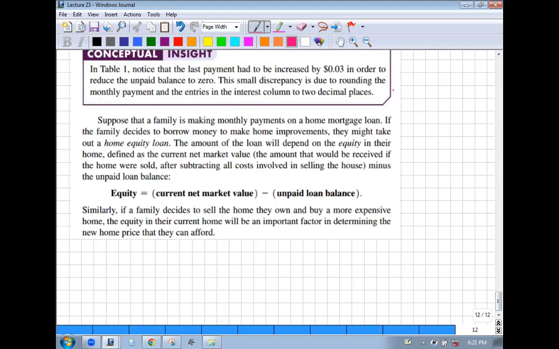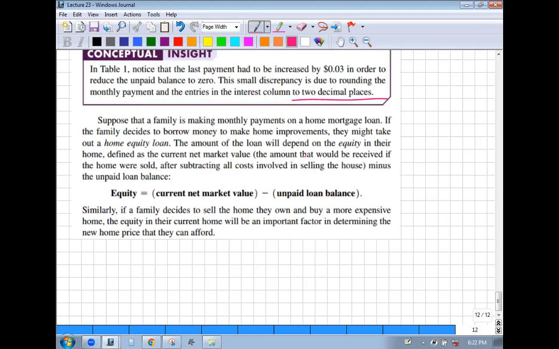This small discrepancy is due to rounding the monthly payment and the entries in the interest column to 2 decimal places. All right, so the bank is actually keeping track of fractions of a cent, right? We round it every single time to the nearest cent. Well, the bank keeps that. They round to their favor every single time. And whenever you do billions of transactions a day, and you're getting a 100th of a cent, a billion times, you just made $1 billion just by rounding each cent in your favor. Okay.